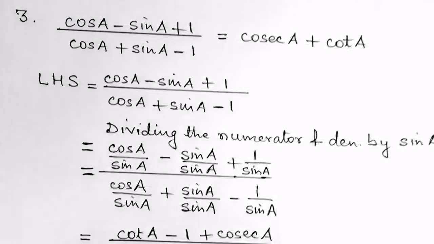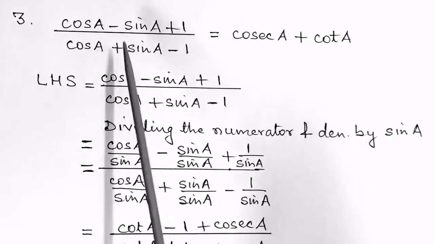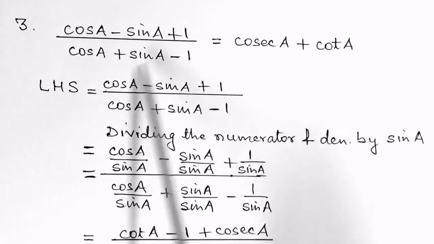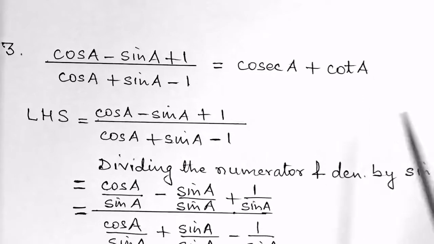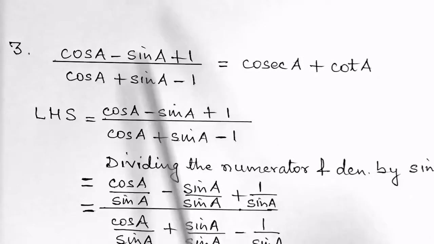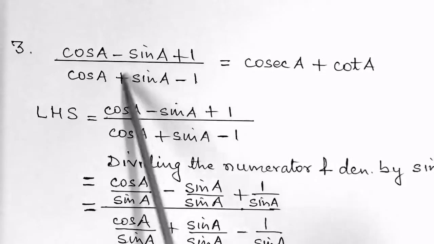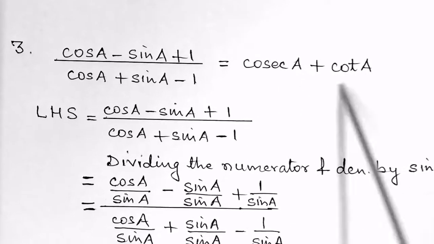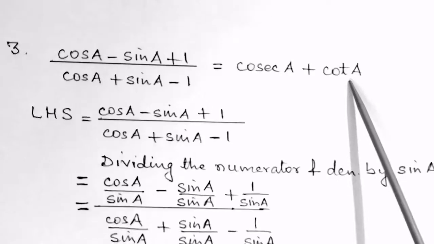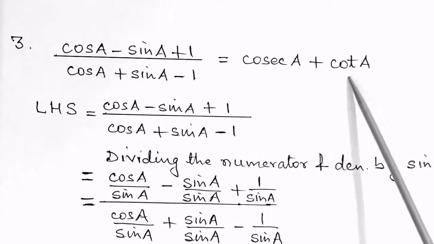Next, we have to show (cos A − sin A + 1) / (cos A + sin A − 1) = cosec A + cot A. A similar question you can have, right? Here sin, cos and 1 are given, and there you have to show sec A + tan A, or sec A − tan A, or cosec A − cot A.